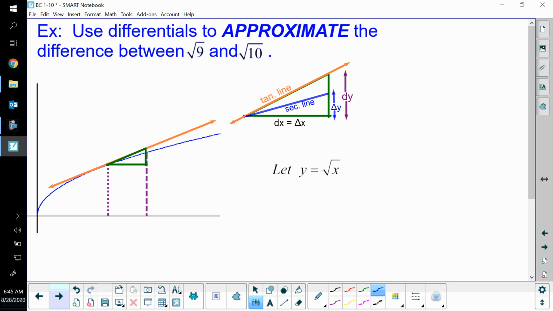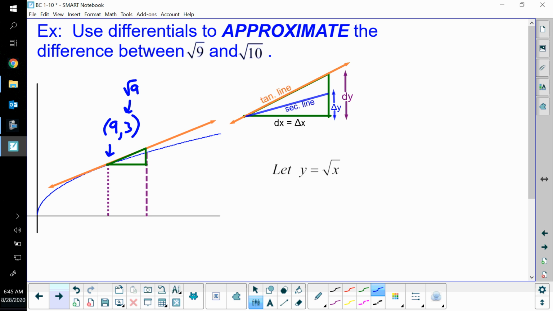So an application of that. We're going to use differentials to approximate the difference between square root of 9 and square root of 10. You're almost always going to have one nice value that's your point of tangency. So square root of 9 is a nice value. Essentially, we know that point is 9 comma 3, and that 3 is coming from doing square root of 9.